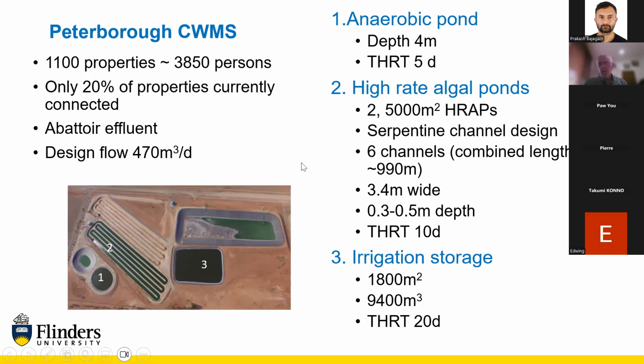It's quite novel in that whereas Kingston-on-Murray only had 2 channels, Peterborough has 6 channels as a meandering channel design. The wastewater meanders through. This is a paddle wheel mixing system. The combined length of the channels, this was our original estimate, but subsequently it's been shown to be over 1 kilometre long. The total length of the channels are over 1 kilometre.